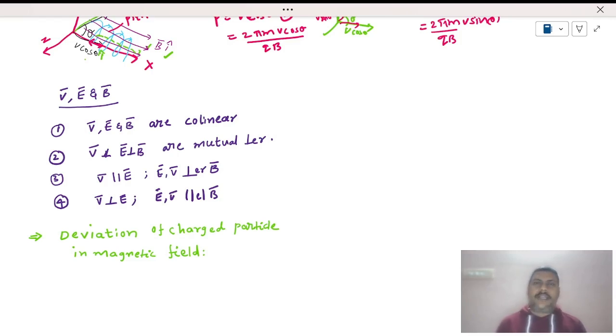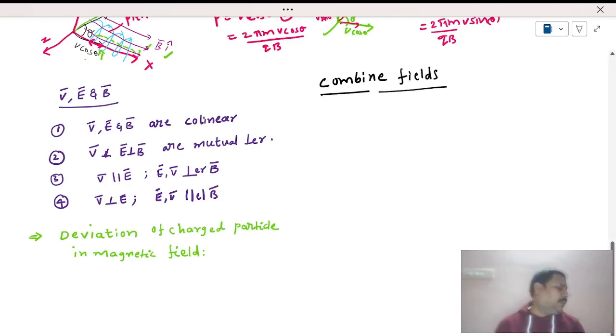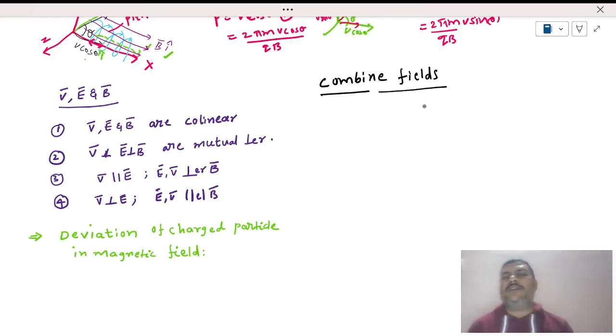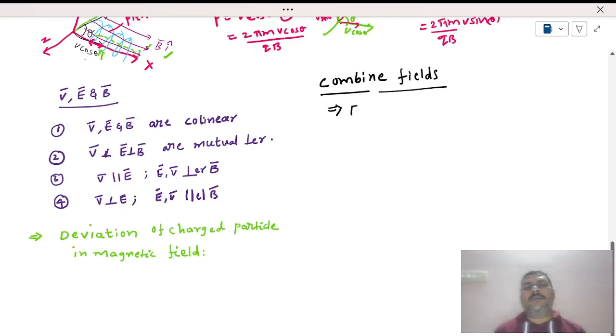So now coming to the particle projected in a combination of fields, in combined fields. When the particle is projected into combined fields, that means electric field and magnetic field, we know the force on a charged particle F bar is equal to Q into E bar. Here Q means positive charge only; for negative charge it is minus QE.